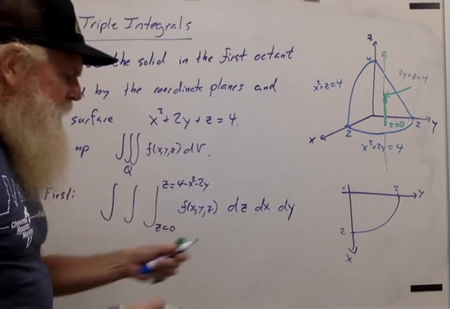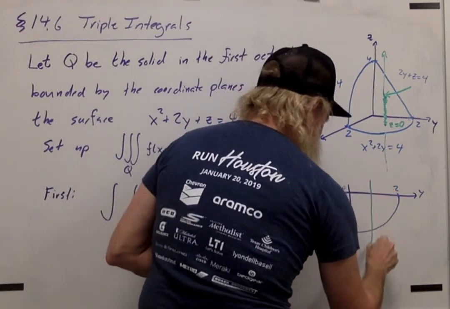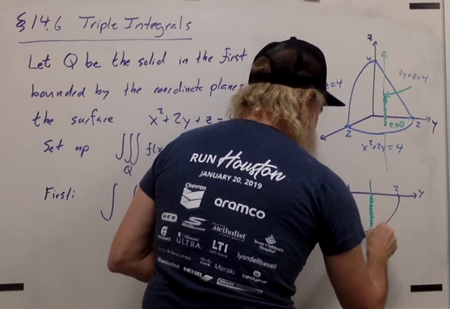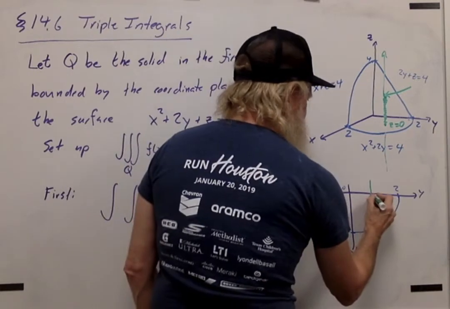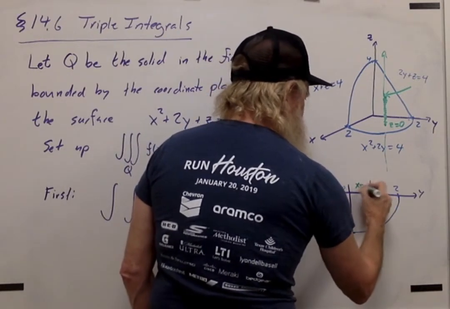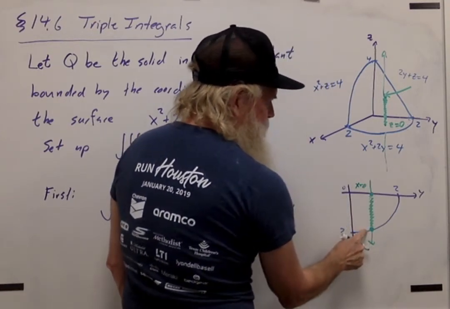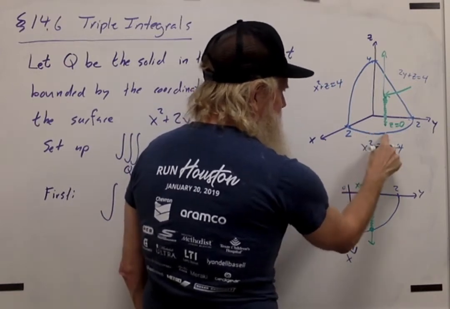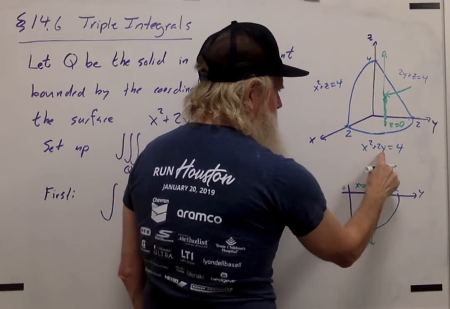Since my next bound is x, I'm going to send a line segment through this way, parallel to the positive x-axis. Notice that it enters here, which is when x is equal to 0, and it exits on this curve. Notice that this curve is exactly the same as this curve in the xy plane, and we learned earlier that was x squared plus 2y equals 4.